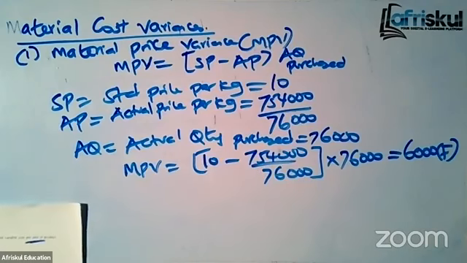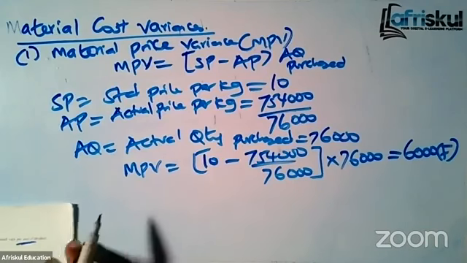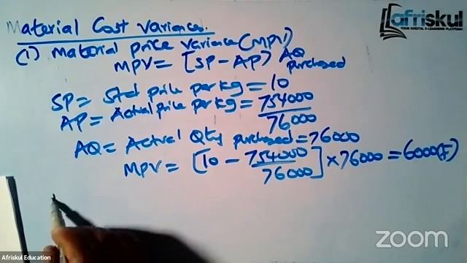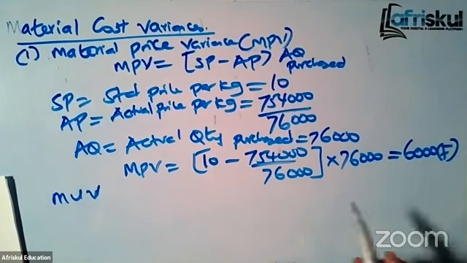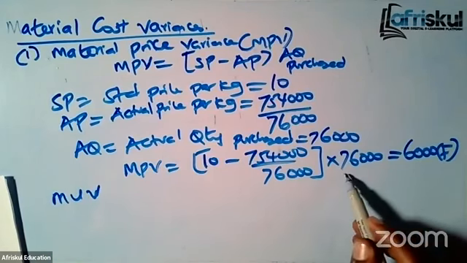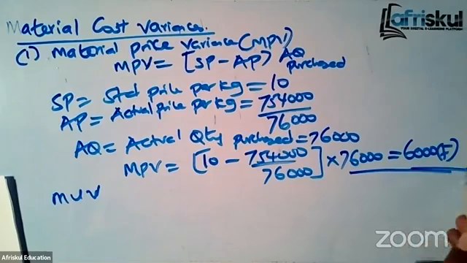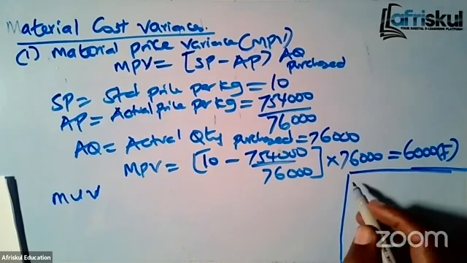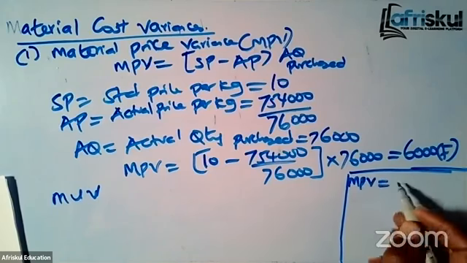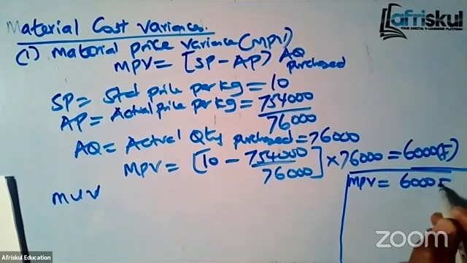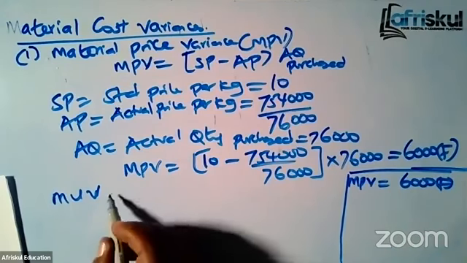So that is it. From there, we go to the second one, known as the material usage variance. I need a place to summarize my variances. So I've got the material price variance as 6,000 favorable. From there, we do the material usage variance.